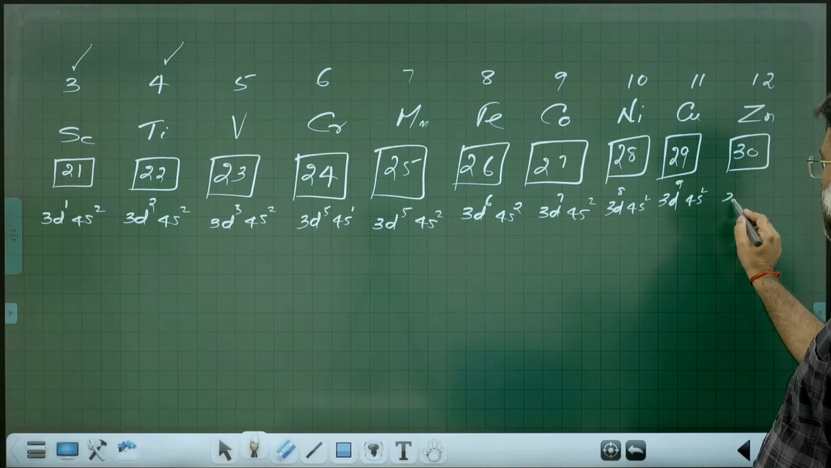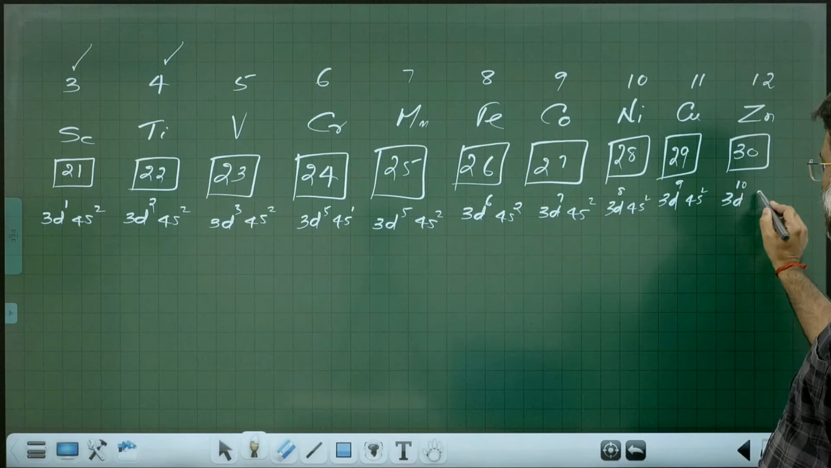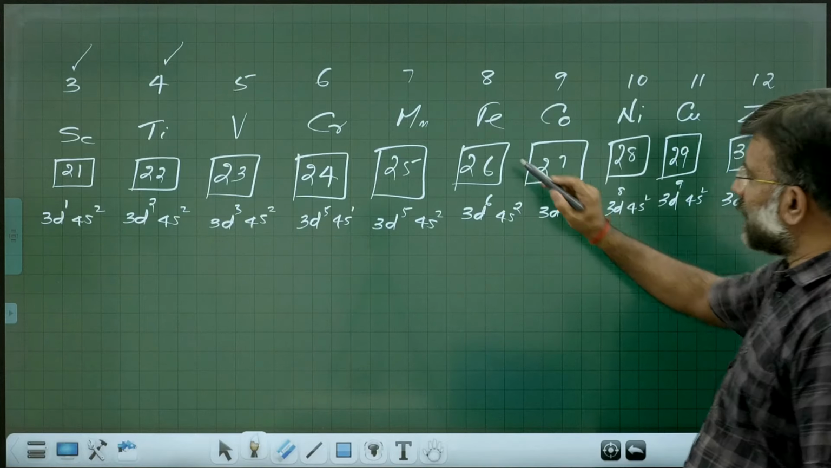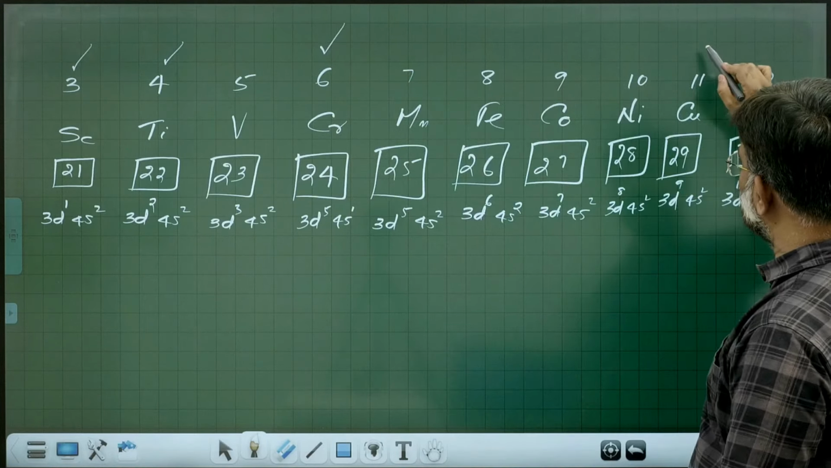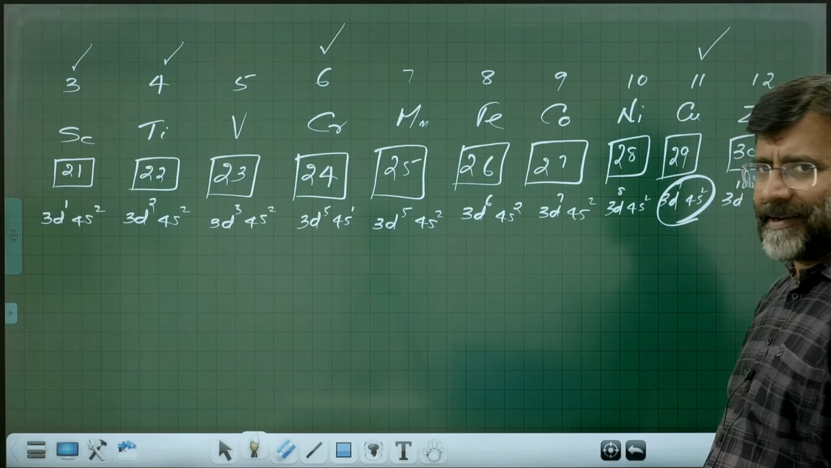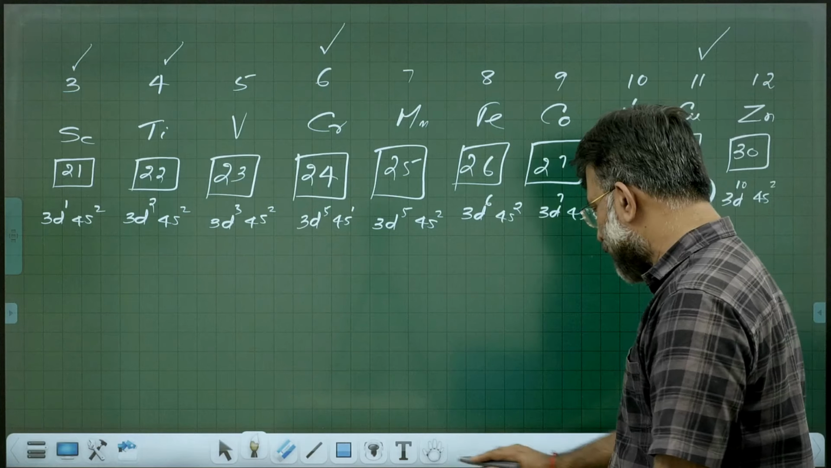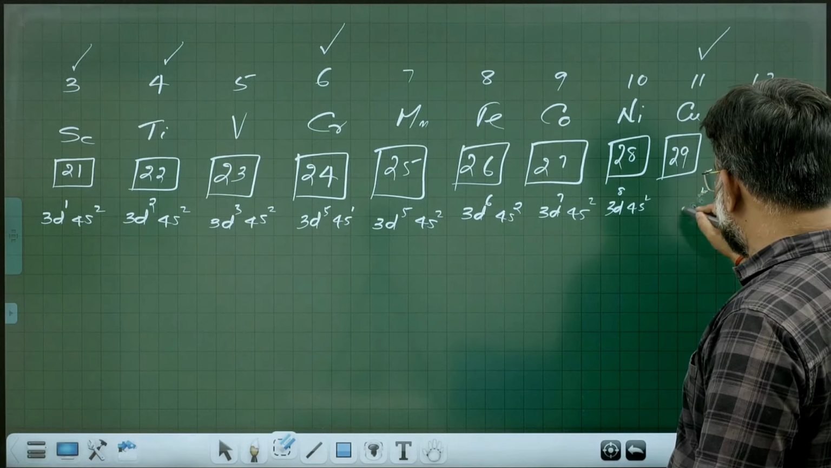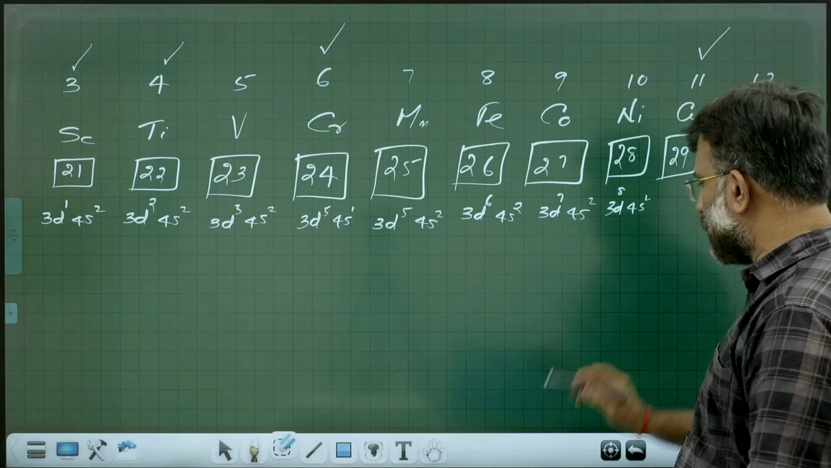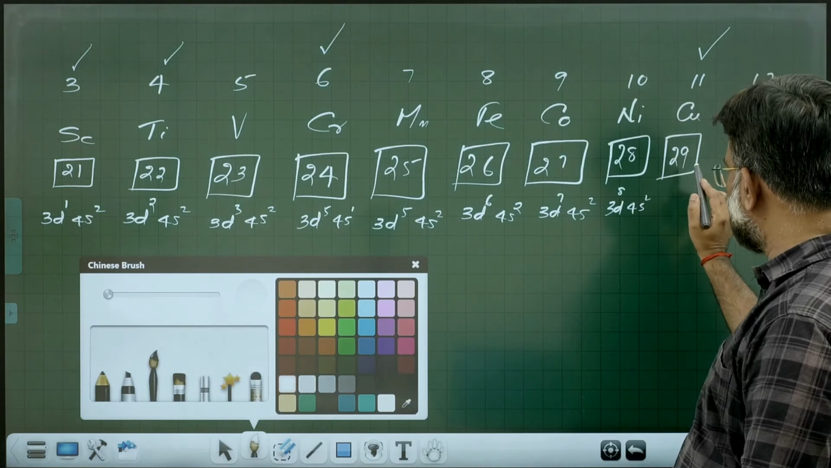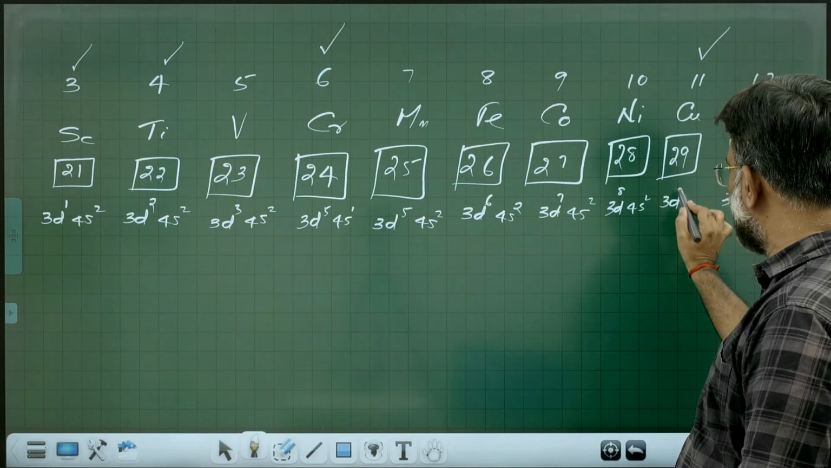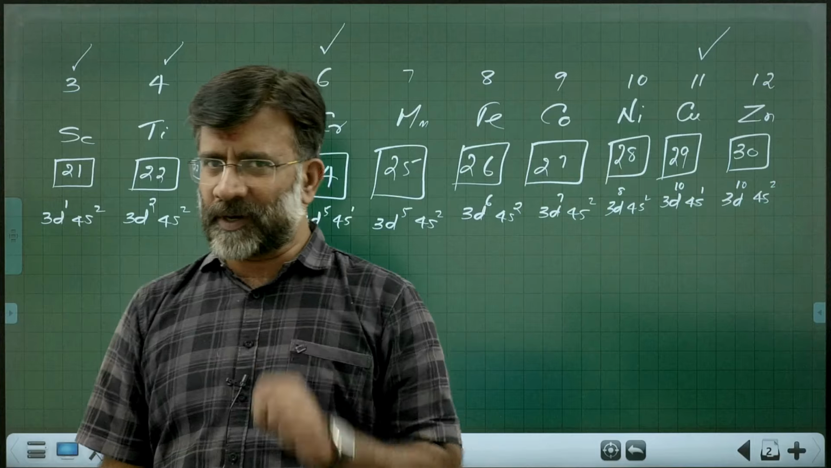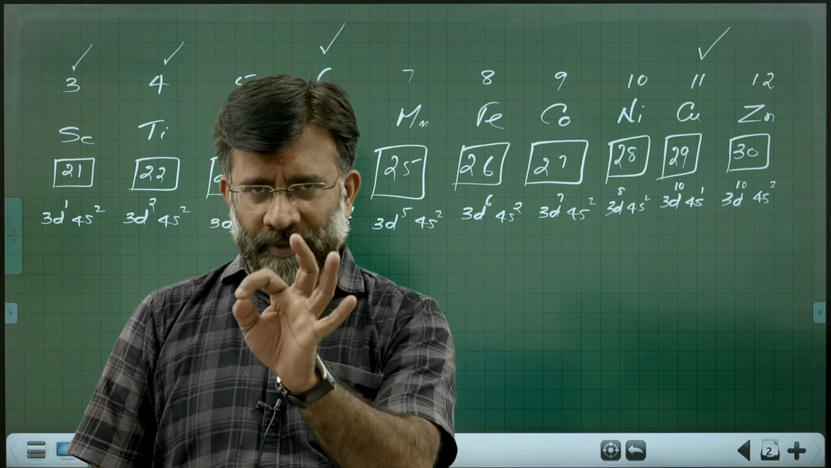It will be a completely filled configuration. 3d9 becomes 3d10 4s2. Hello, there is one configuration exception. Exception in chromium and exception in copper. This we have written 3d9 4s2. All of you know it is wrong. What is correct? There is an exceptional configuration in chromium as well as copper. What is the configuration of copper? We are expecting 3d9 4s2. Actually, it is 3d10 4s1. There are two exceptional cases in that first series, chromium and copper.